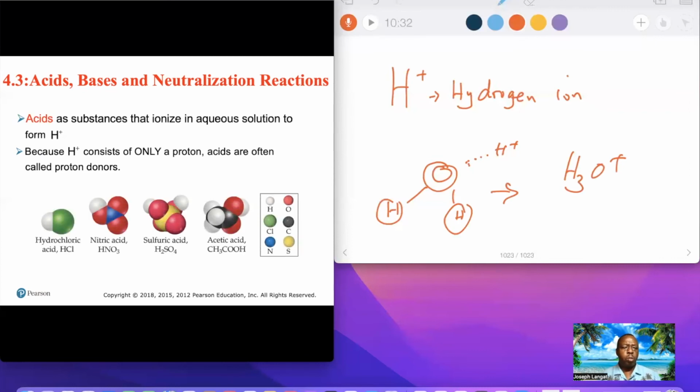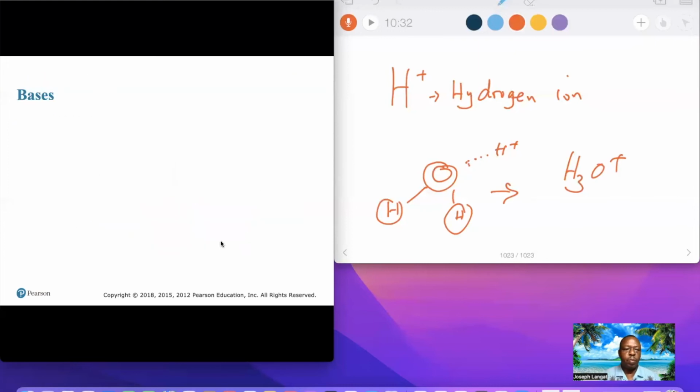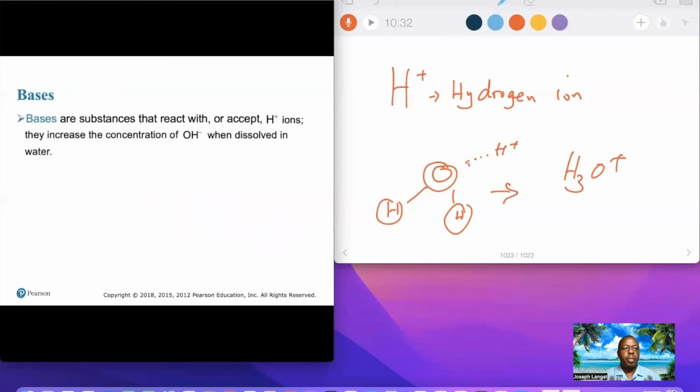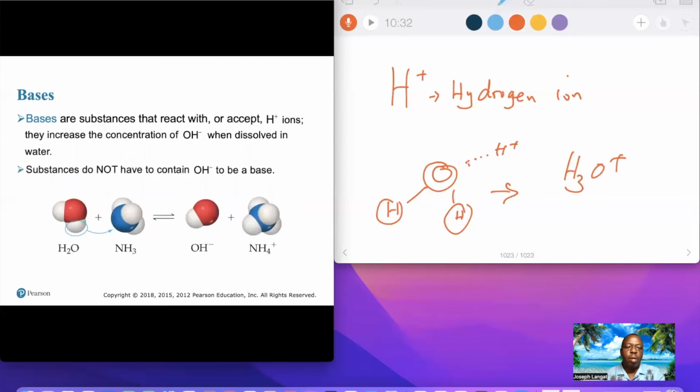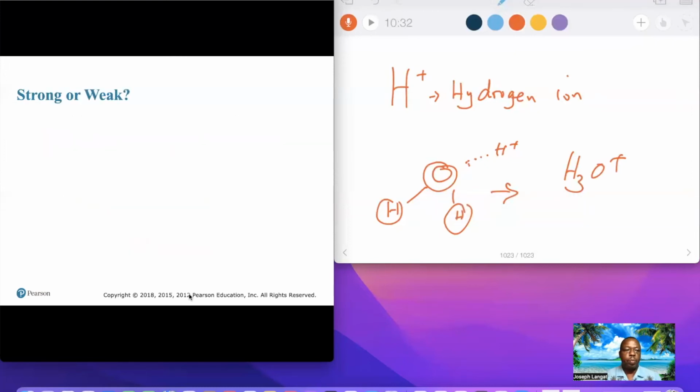Sometimes we call it a proton. This is an example, HCl. All right, HCl is an acid, nitric acid, sulfuric acid, acetic acid, to give you just a few examples of acids. Bases are substances that react with or accept hydrogen, proton acceptors. Here is an example of ammonia, a Bronsted base, a proton acceptor. It's accepting a proton to form ammonium ion.